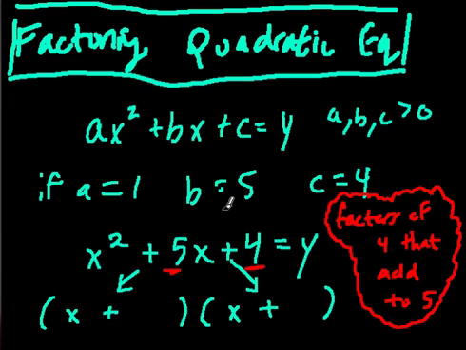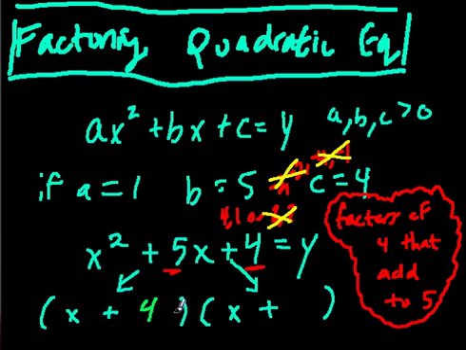So the factors of 4: we've got 4 times 1, or 2 times 2, or negative 2 times negative 2, or negative 4 times negative 1. But we don't want negative 2 times negative 2 or negative 4 times negative 1, because when we add up two negatives, we still get a negative, and we need a positive 5. Actually, the only thing that works here is 4 times 1, because if we add them, we get 4 plus 1. So if we add up 4 and 1, we get 5, and that's going to be our answer.